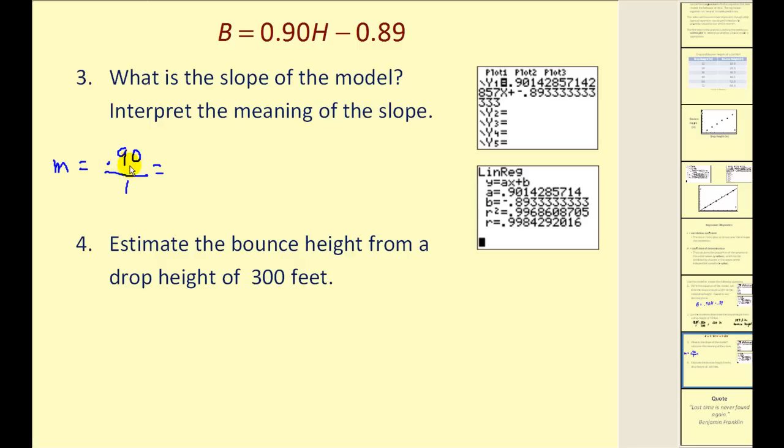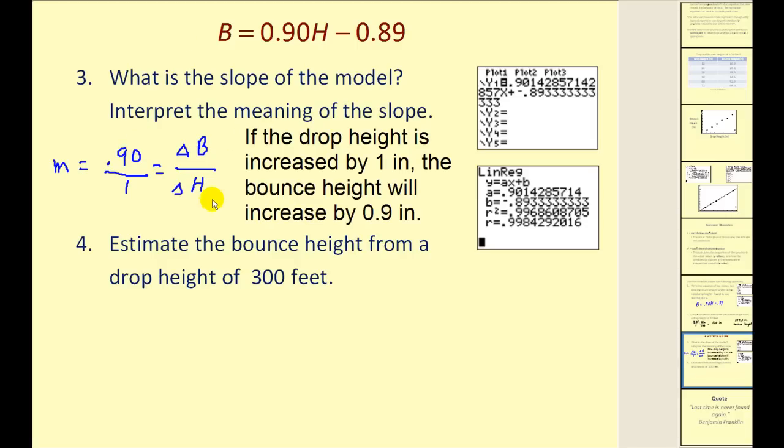But in this case, the change in y would be the change in the bounce height with respect to the change in the drop height. So when it asks us to interpret the meaning of the slope, if the drop height is increased by 1, we can expect the bounce height to increase by 0.9. So let's write that down. So to summarize this once again, we can say if the drop height is increased by 1 inch, the bounce height will increase by 0.9 inches.